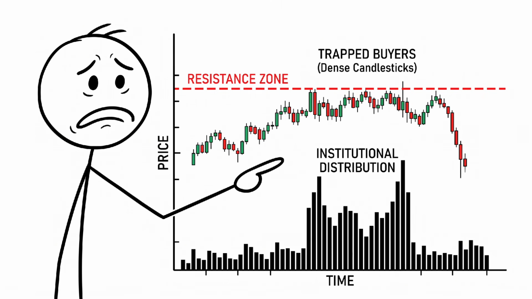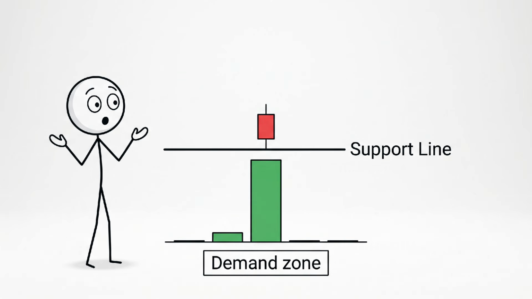That's not normal. This often signals distribution. Large institutions are absorbing buying pressure. Retail traders continue buying. Institutions quietly sell into that demand. From the outside, the market still appears strong, but underneath, that strength is fading.